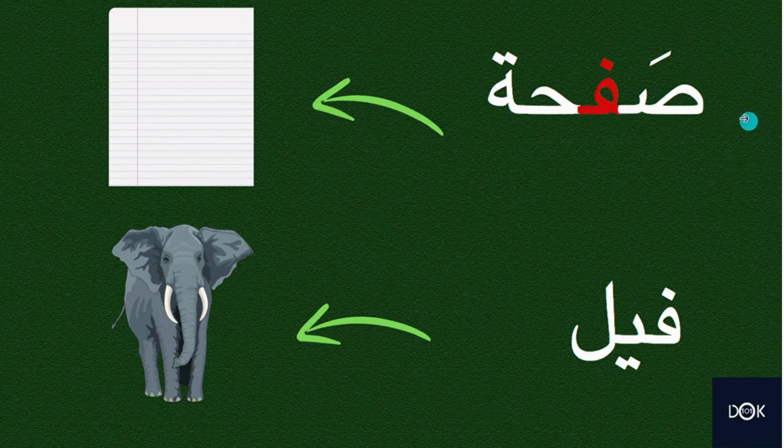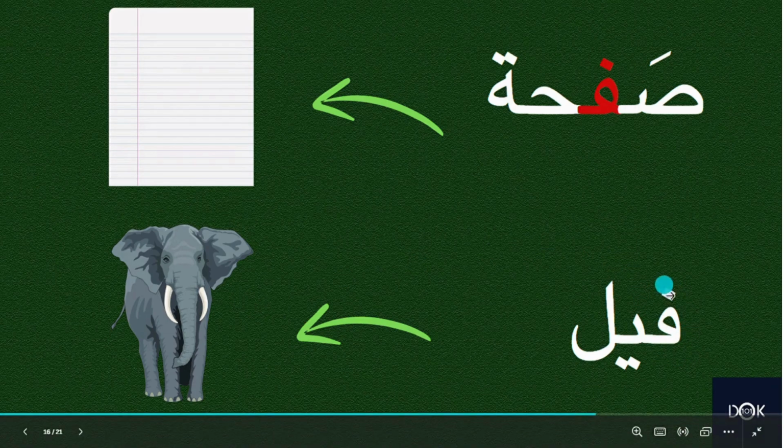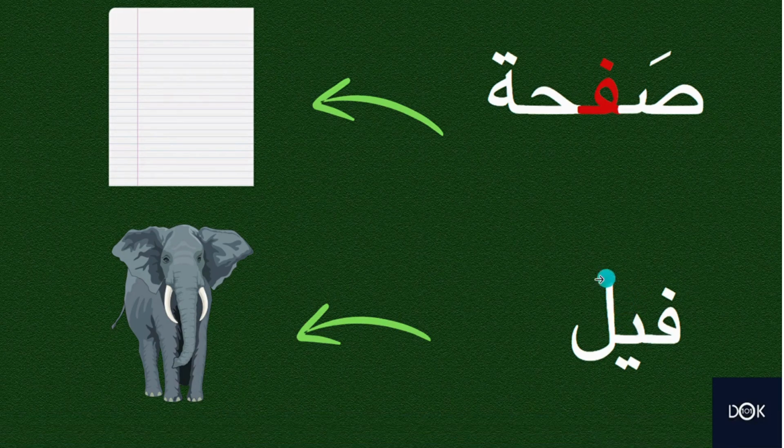Okay, so the first example is safha, page. Safha is a page. Now here we see that fa is in the middle of the word, so it is connected on both sides. And both these letters are sad and ha. Sad, ha. Safha. The next example is feel, which is an elephant. We see that fa is at the beginning of the word and it is connected to the letter after it. And that's it for fa.